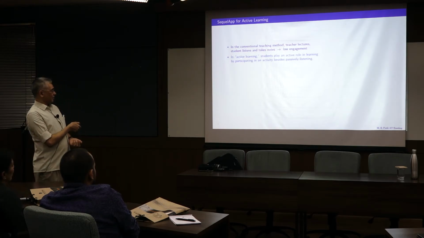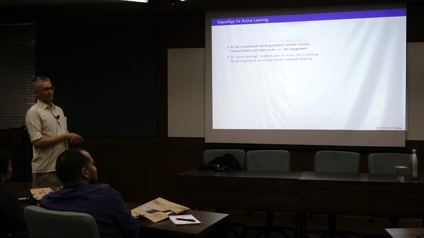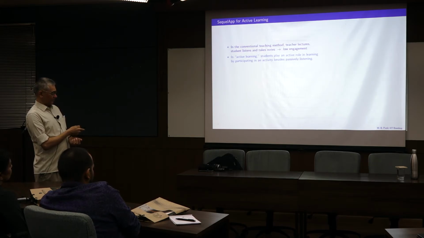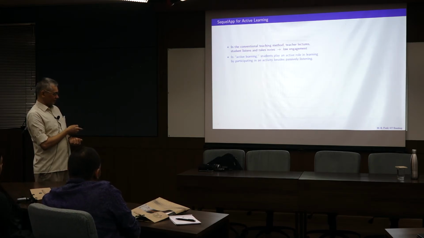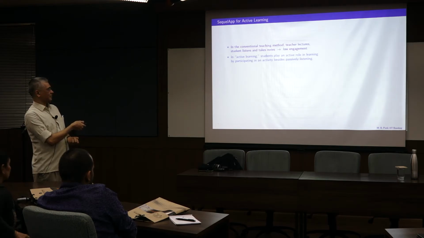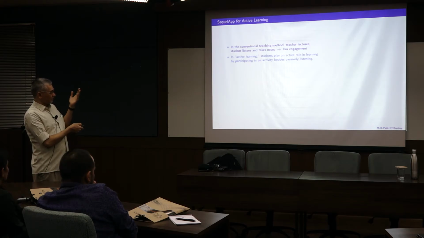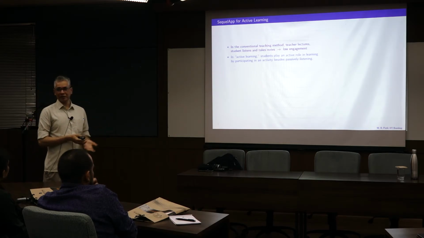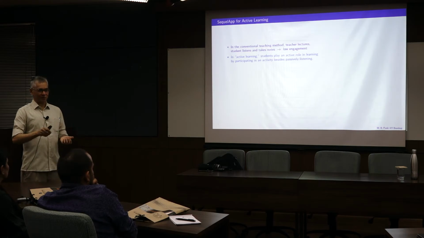On the other hand, there is something called active learning, and this has been around for the past 20 or 30 years in the literature, and there are a lot of papers saying that this is very effective. So what is active learning? In active learning, students play an active role in learning by participating in some activity which is related to the topic being taught. Of course it's still listening to the instructor, but apart from that, the students also play an active role in the learning process. The activity could be as simple as solving a problem. Okay, so the student has to actually do it.